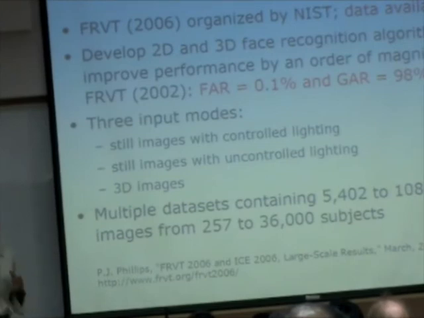So that's not too bad, but the problem is that even though it was done on a large database, it was all collected in a laboratory setting. This database was mostly collected at the University of Notre Dame, and there were 3 types: still images with controlled lighting, that is, inside a room where the lights didn't change very much, still images with uncontrolled lighting, and 3-dimensional images. As you can imagine, with uncontrolled lighting, the performance drops significantly compared to controlled lighting.